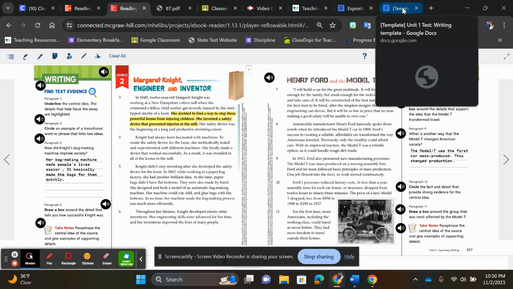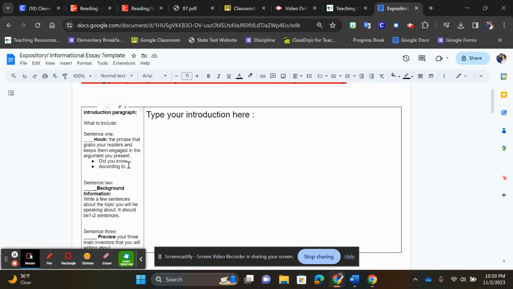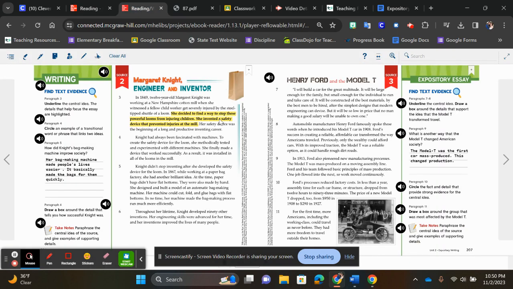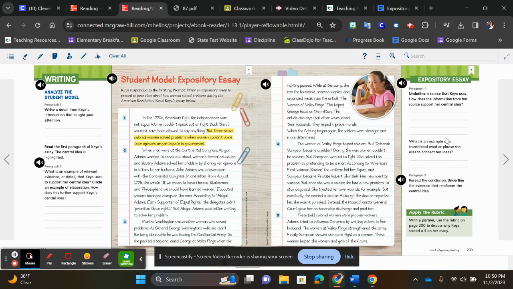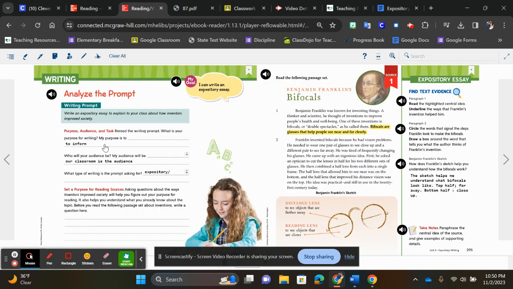I lost it. Okay. So, did you know that the first Model T car was, I don't know, $900? Or did you know that, you could even go into the writing prompt. You could say, did you know that, where is our writing prompt? I missed it. Did you know that inventors improve society in more than one way? Again, those are just some ideas.